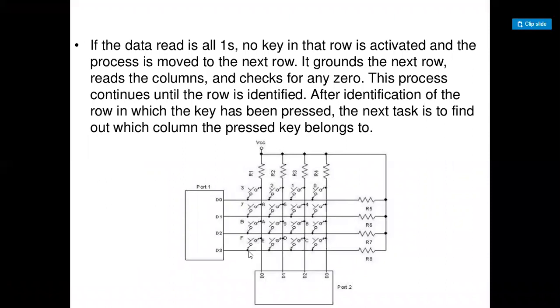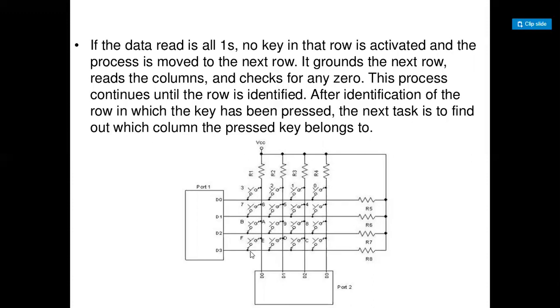if the read data is all ones, no key in that row is activated and the process moves to the next row. It grounds the next row, reads the columns, and checks for any zero. This process continues until the row is identified. After identification of the row in which the key has been pressed, the next task is to find out which column the pressed key belongs to.